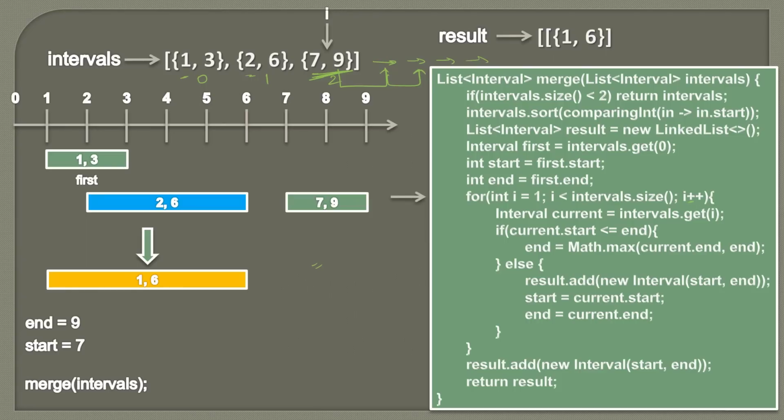We will increment i, so i will become 3, and i is not less than 3. Therefore this condition comes out to be false, and the for loop will terminate because there are no more elements left to be compared with this 7, 9. So this for loop will terminate. And one thing to notice: as soon as this for loop terminates, whatever values start and end hold will represent an actual interval which also needs to be added to the result.